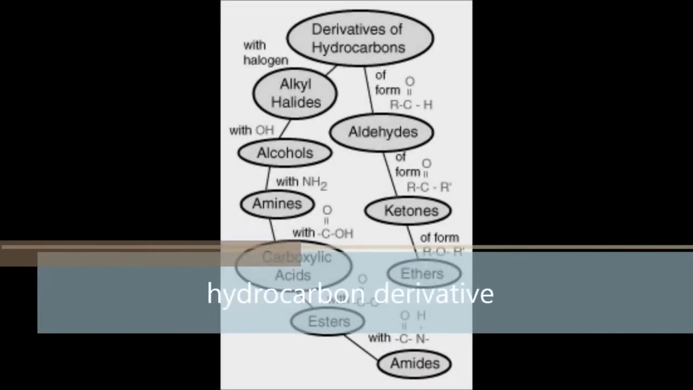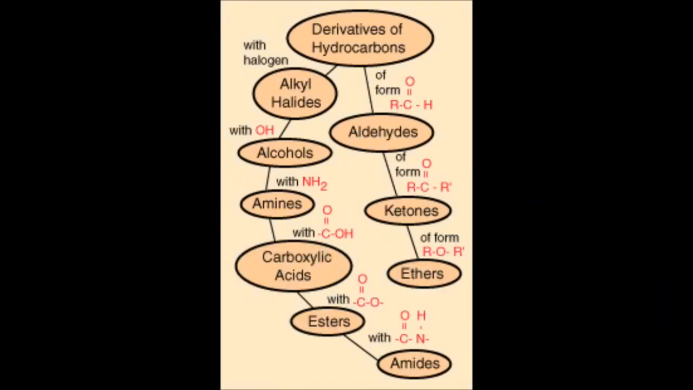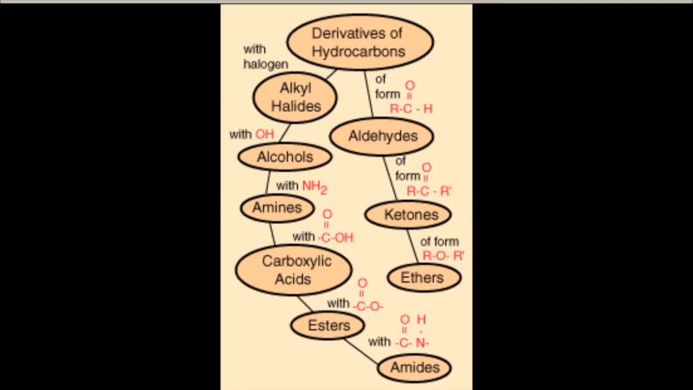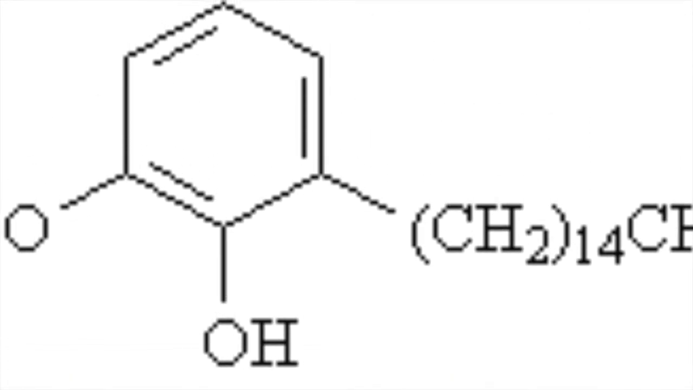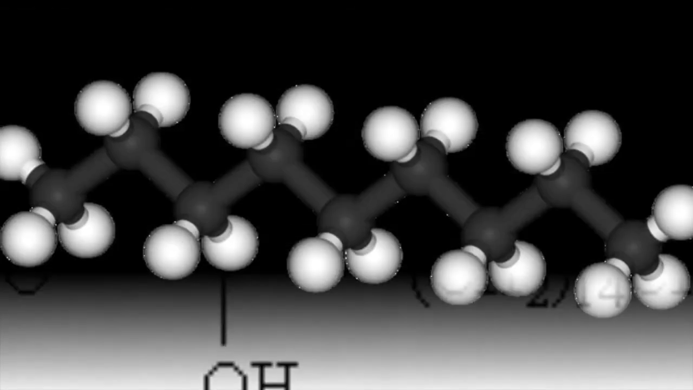Hydrocarbon derivatives by definition must contain one or more atoms of some other element than carbon and hydrogen. These additional atoms are called heteroatoms. A heteroatom is an atom other than carbon or hydrogen present in a hydrocarbon derivative.